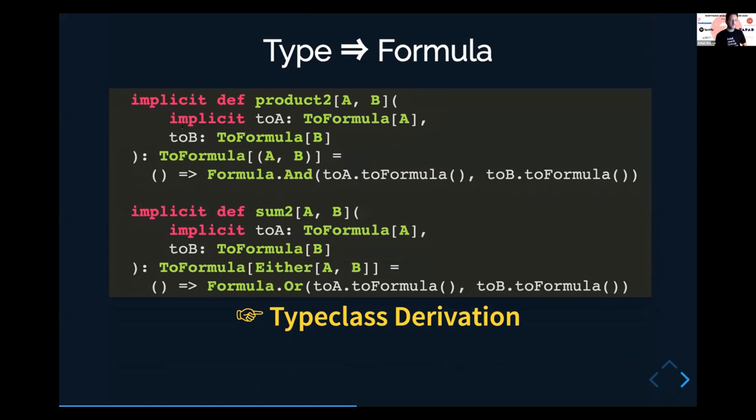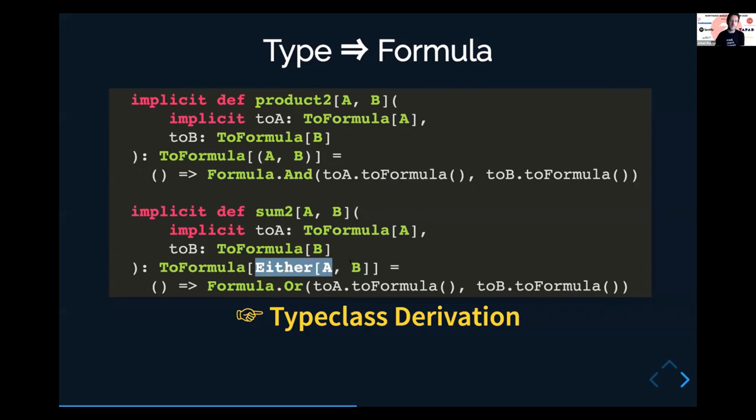It says, if you know how to convert the type A to a formula, and if you know how to convert the type B to a formula, I can give you something that knows how to create the formula for a pair of A and B. It's really just what you would expect: I build an AND node in our tree using the formulas of the two other ones. And for sum types, which is another name for ORs, you can do the same thing. If I know how to create the formula for A, and I know how to create the formula for B, I know how to create the formula for Either A or B. I just construct an OR node.